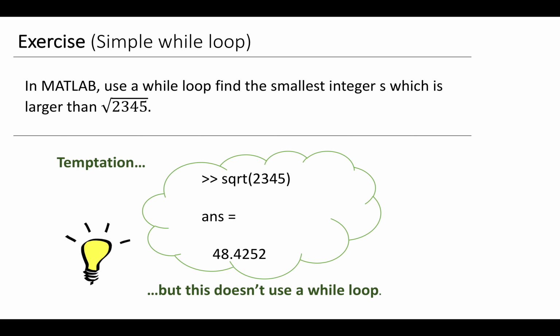To use the while loop, or just to build code in general in Matlab, you need to think in terms of processes or algorithms. Once you've got to this stage, writing the code feels a bit easier. We can see from the question that s goes through the integers: 1, 2, 3, 4, 5, all the way up. We want to find the smallest one that is bigger than the root of 2345.